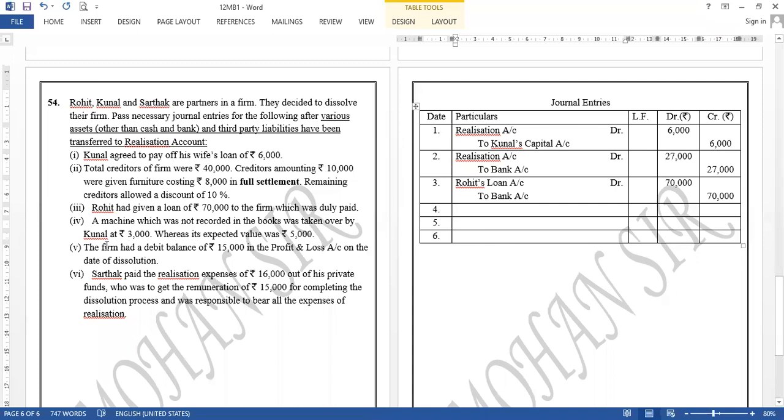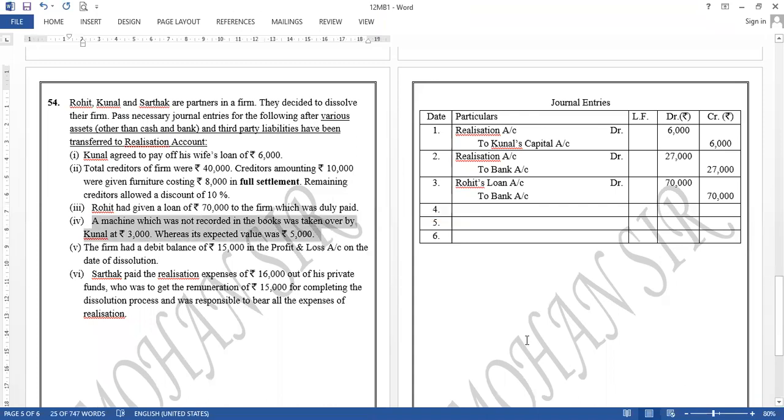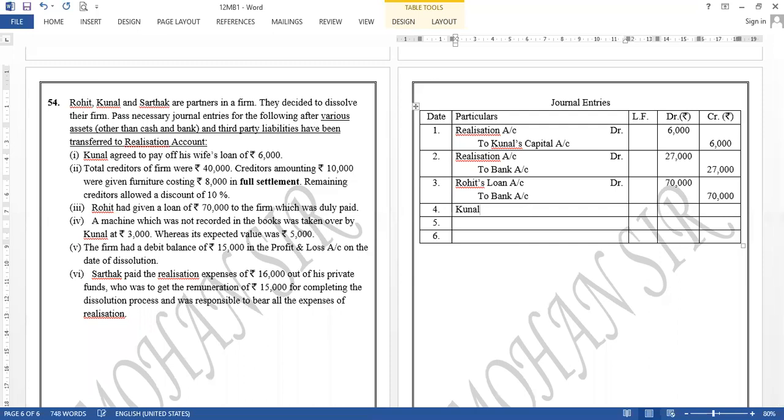Machine which was not recorded in the books was taken over by Kunal at rupees 3,000, whereas its expected value was rupees 5,000. Asset taken over by partner. Entry, please. Kunal to realization. Yes, that's very correct. Kunal's capital account debit to realization account. Amount, please. कितना आएगा? 3,000. Okay. जितना वैल्यू था. Estimated to realize का हमें कोई मतलब नहीं है.